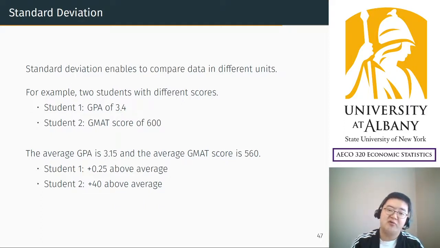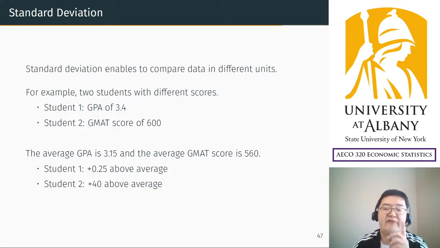Again, suppose that there are 2 students and you have to admit one of them. Let's say you are on the admission committee. You can admit one of 2 students, and the problem is they submitted different scores. Say the first student has a GPA of 3.4, and the second student has submitted a GMAT score of 600. Say you have to decide whom to admit to your graduate school. But it's hard to see who's better.